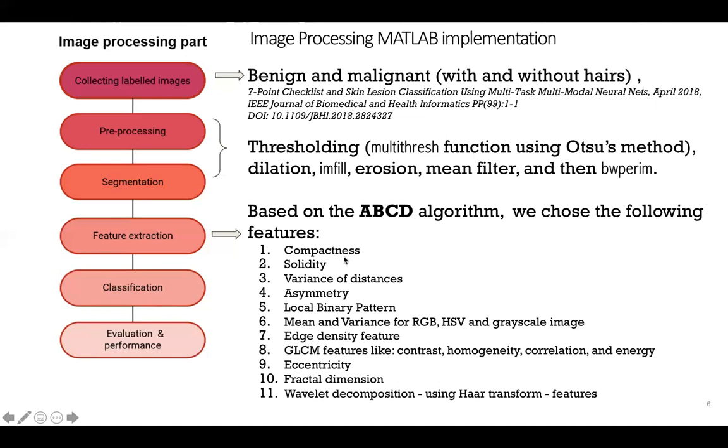So for the feature extraction, the feature selection is based on ABCD criteria: asymmetry, border irregularity, color variation, and diameter of the skin lesion. However, we also used other types of features found to be relevant for melanoma classification in the literature. And those are as follows: compactness, solidity, variance of distance, asymmetry, local binary patterns, mean and variance for RGB, HSV, and grayscale image, edge density function using Canny edge detection, GLCM features like contrast, homogeneity, correlation, and energy, eccentricity, fractal dimension, and wavelet decomposition using Haar transform features.